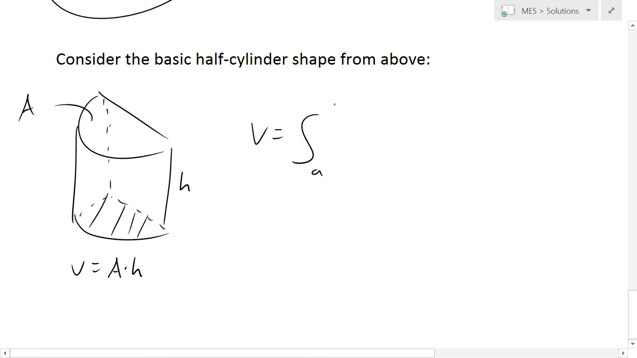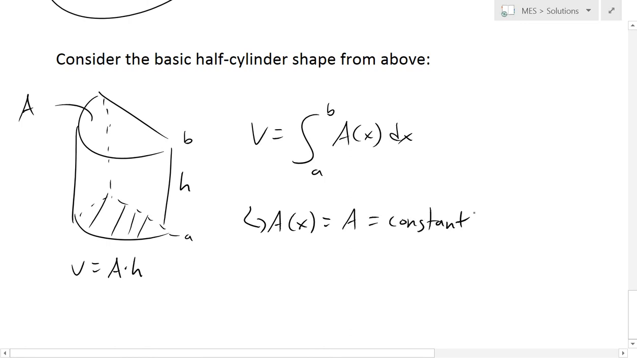volume is equal to, well, from a to b. We'll write this side right here as a, and this b, and as you can see, this is A(x) times dx. Now for this shape, because the area is constant, A(x) equals A, and that equals a constant number. So this integral can be solved easily. We'll take the A out, and the integral of just dx is just x. Now this is from a to b, and this equals A times (b minus a).